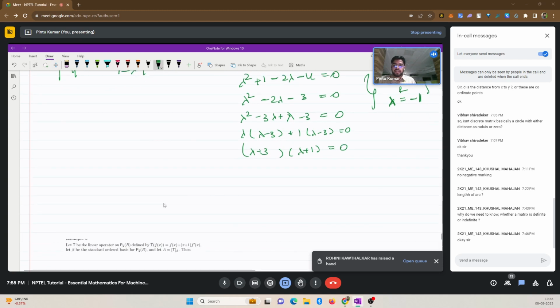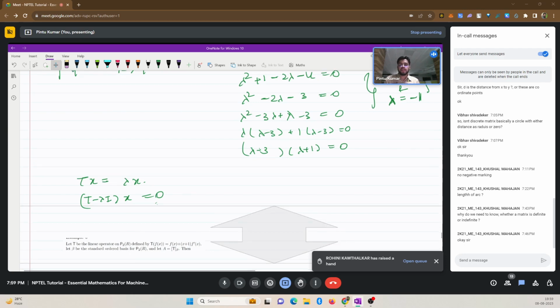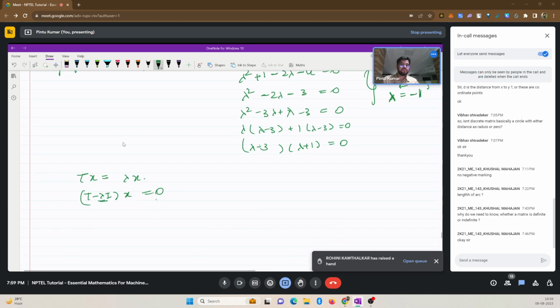So what I said, that Tx should be equal to lambda x, or T minus lambda I times x should be equal to 0, right? This is what I said. Now we have already found the value of lambda over here. Let's say for lambda equal to 3, we want to find the eigenvectors. So what is A over here?